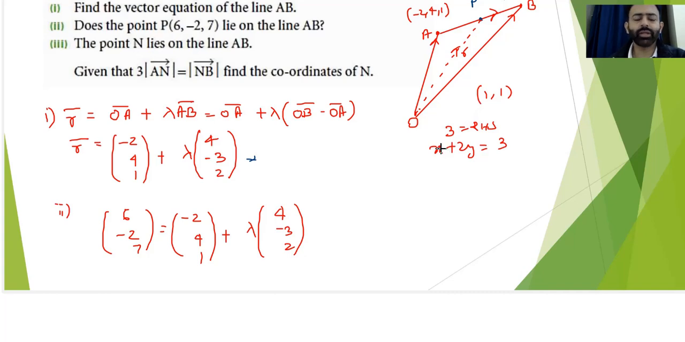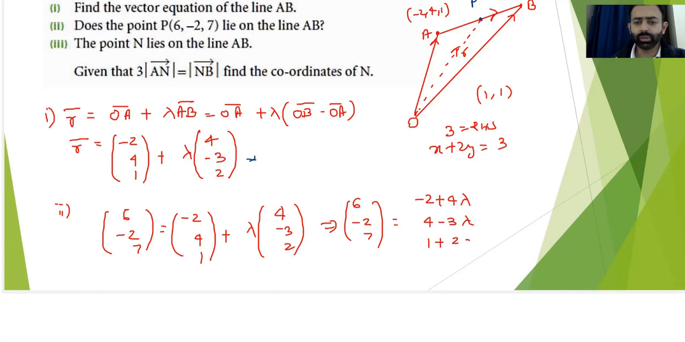So the same thing we are doing in vector form: if it is lying on the line AB, then the position vector must satisfy this condition for some value of lambda, right? That means if I equate this, (6, -2, 7), and rearrange the x, y and z components, meaning the i, j and k components, you will get -2 plus 4 lambda, 4 minus 3 lambda, and lastly 1 plus 2 times lambda.